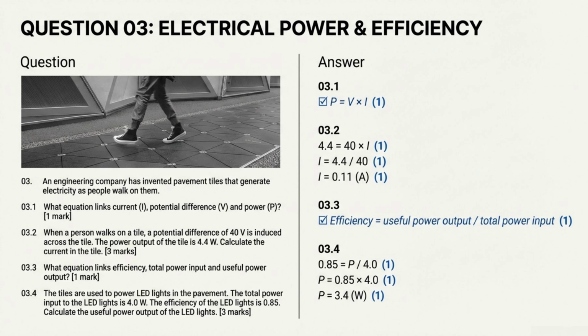Moving to 03.3, it asks for another equation. This time linking efficiency, total power input, and useful power output. The standard equation is efficiency equals useful power output divided by total power input. And 03.4 puts that into practice. The tiles are powering LED lights. The total power input is 4.0 watts, and the efficiency is 0.85. We need to calculate the useful power output. We rearrange that efficiency equation. Useful output equals efficiency times total input. So 0.85 times 4.0. And this result? 3.4 watts. Brilliant.